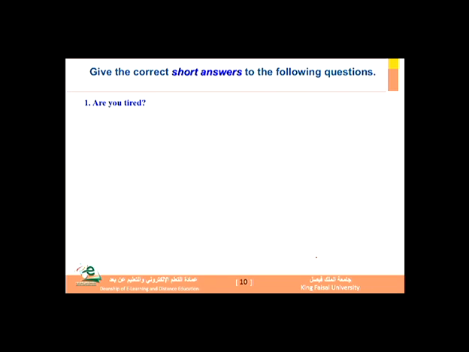Now here is an exercise that asks us to give the correct short answer to the following question. Now this is the question that we have. Are you tired? I can answer this question in two ways. I can say yes or I can say no. But we need to use the correct pronoun after answering the question with yes or no. So let's look at this example.